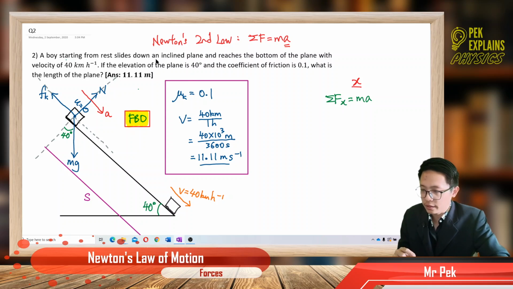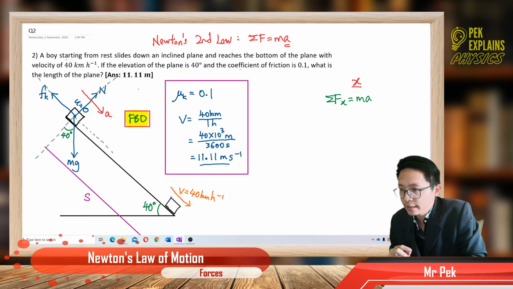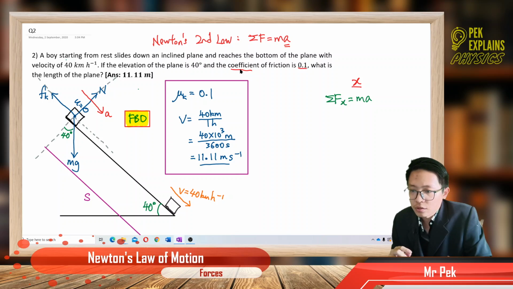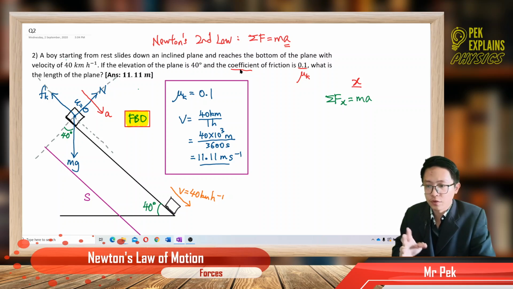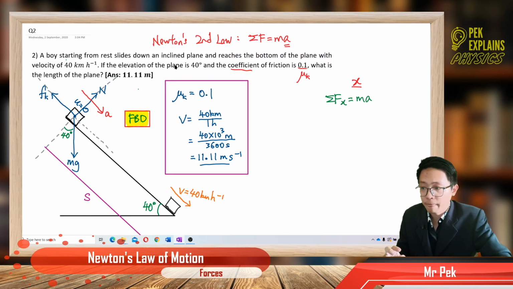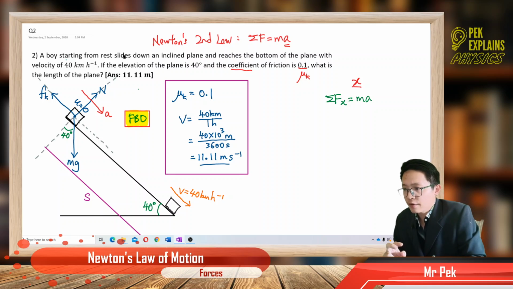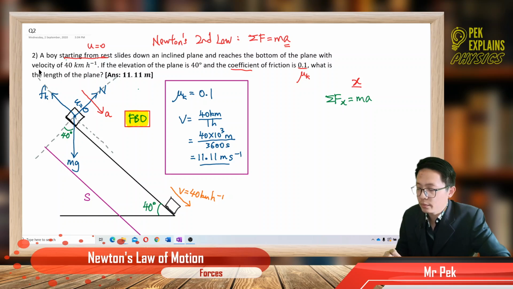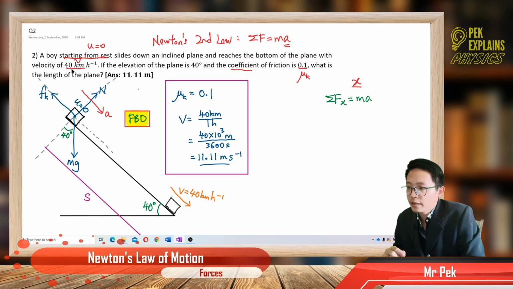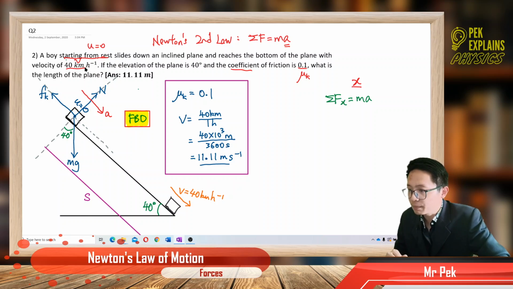So information given here, the plane has a coefficient of friction. This is the mu k, not the friction, but the coefficient. Coefficient has no unit, so 0.1. And then he says he starts from rest, so the initial velocity is 0. He slides down the plane and reaches the bottom with velocity, so this velocity is the final velocity v, but in kilometers per hour.